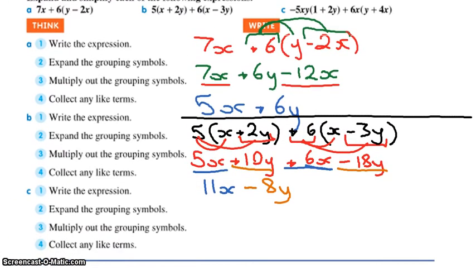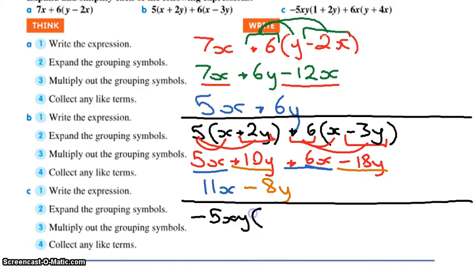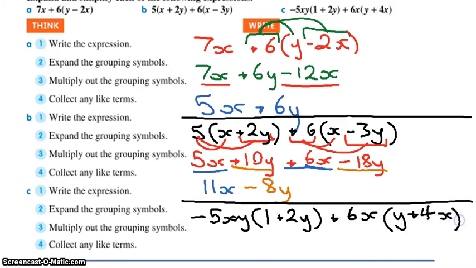Okay, next one. So look, we've got minus, I'll put a line under there as well. Okay, minus 5xy outside of 1 plus 2y. This is the only time we do write a 1, when it's not with a pronumeral, when it's a constant on its own. Plus 6x outside of y plus 4x. Okay?